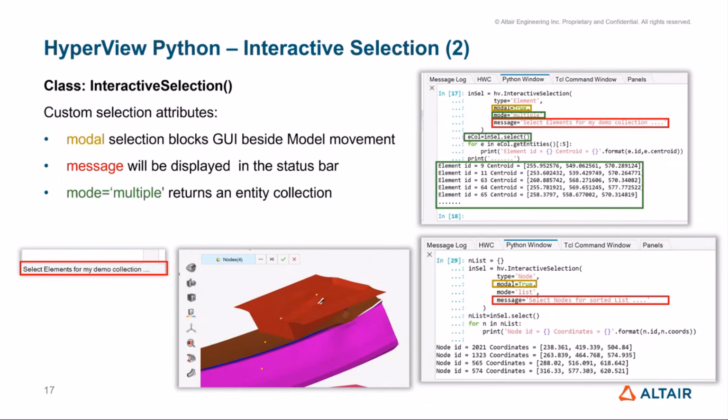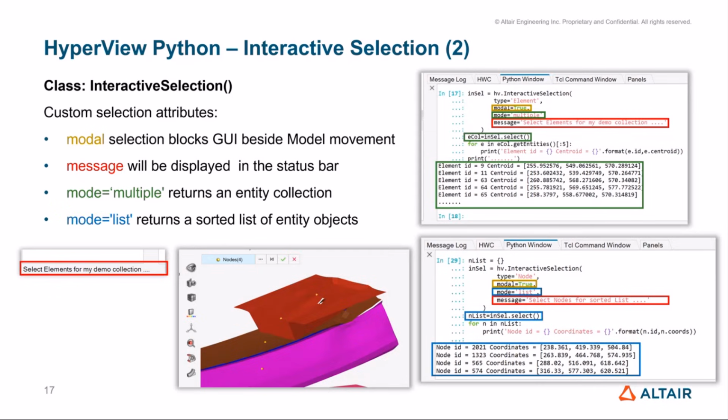I can use the mode multiple. Multiple always returns a collection, and window selection and everything is possible. If I use, for example, list or a single, then it returns a list of objects or a single object. So this one then returns a list, and you just have to loop over it. And I always got the objects. So this allows me then to do operations on these objects. Let's go into some live demos.